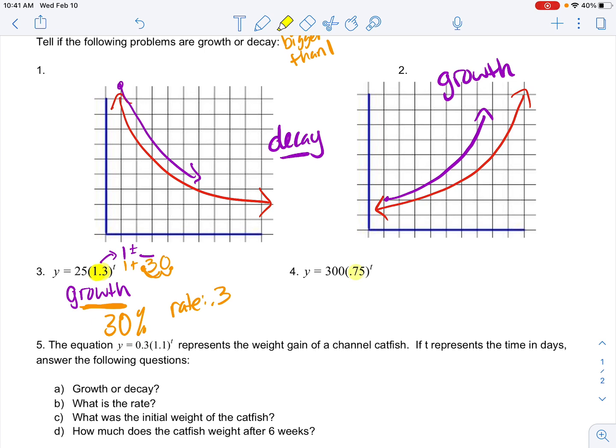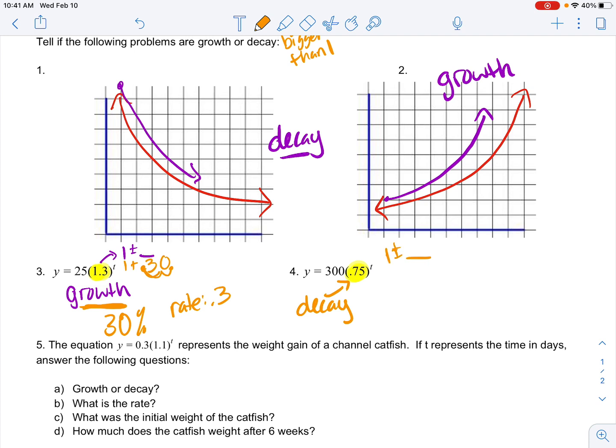Okay, remember we're looking at this guy right here. If we're looking at that 0.75, that would be smaller than 1. So this one would be decay. Now what would my rate be? My rate, remember, it's 1 plus or minus something.